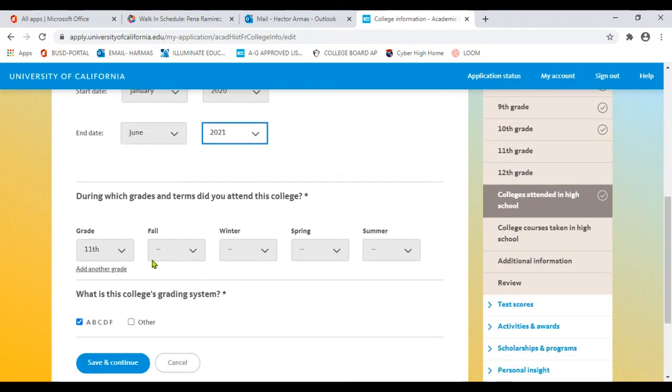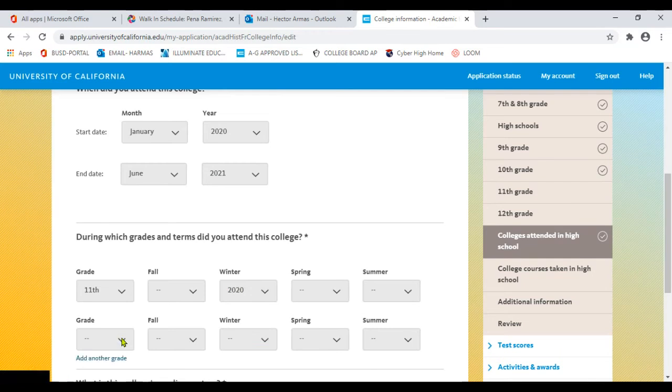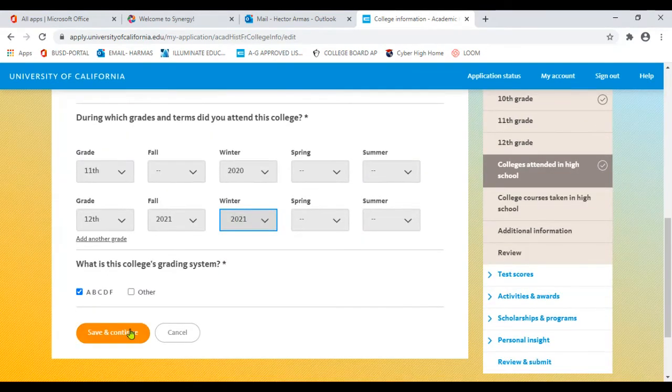Grade, for the 11th grade, if you notice, I took a class which was an English class. So I'm going to put winter 2020. Okay, then I'm going to say add another grade down here. And then during the 12th grade, I am taking a class right now, which is 2021. And I'm also going to take a second semester class 2021. Okay, so then I'm going to say save and continue.